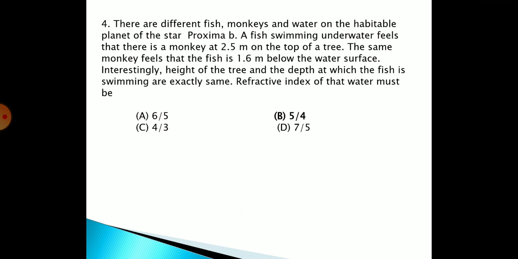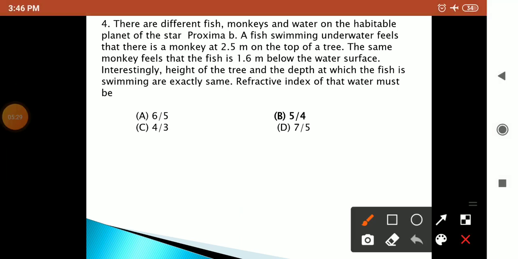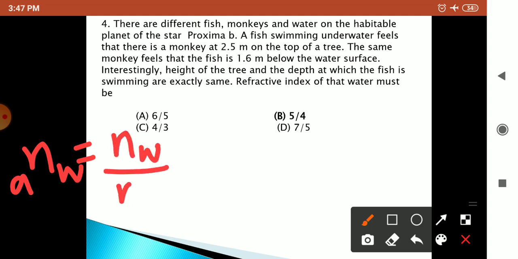The refractive index of that water must be. Now here, if you have studied, we have one formula: the refractive index of a denser medium like water with respect to air, NW upon NA, is equal to real depth upon apparent depth.